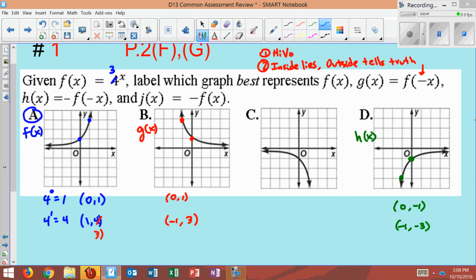That means C must be j of x. Let's make sure it is. Let's test it real quick. We think that's going to be j of x. It just says make the y's negative. So again, I take the original points. But instead of (0, 1), it should be (0, -1), which it does have that point. And then instead of (1, 3), it should be (1, -3). So if I go right 1, then if I go down 3, I get that point. So this is correct. This is F, G, J, and H.